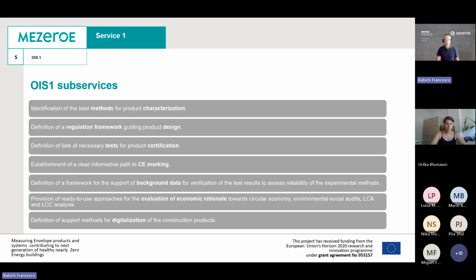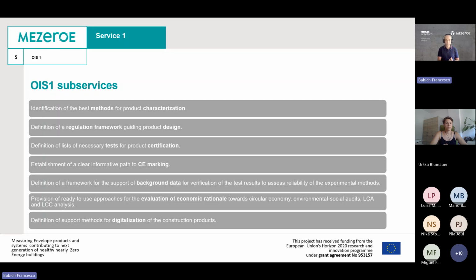And OES1 comprises in particular 7 sub-services, where the first one is support in identifying the best methods to characterize a product. Here we always talk about innovative envelope products in the entire building. Then there is a support in the definition of the framework for designing a new product. There is a support for the definition of which are the tests that are required for certification. And also there is a service that is focused on CE marking and the path to achieve CE marking.